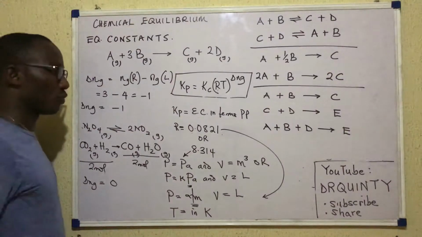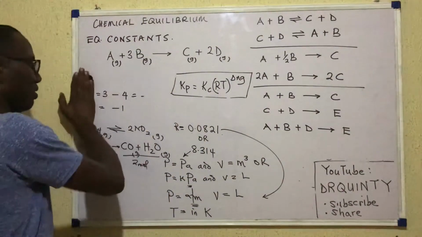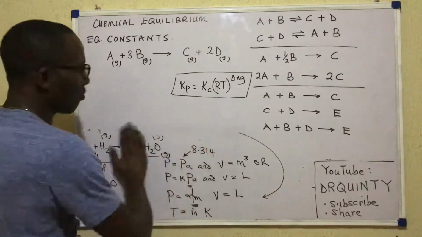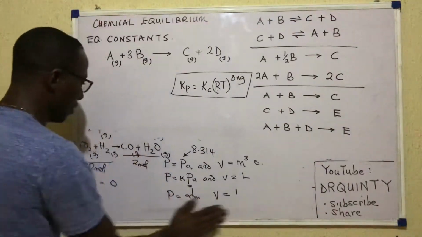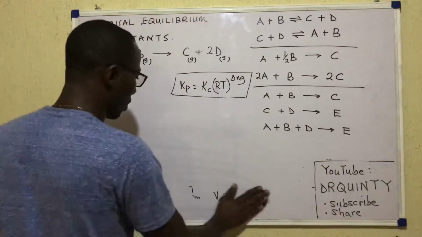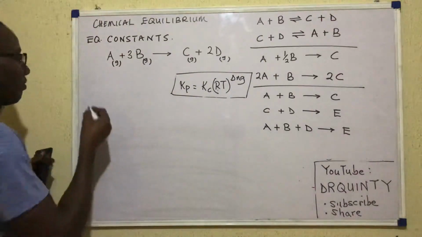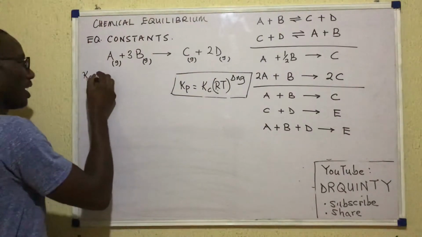So at this point, without wasting time, I want to calculate Kp for this reaction, the same reaction. I don't want to bring in a different reaction. There's a reaction on the board already. Let's just use it to calculate our Kp. So we already got the Kc of that reaction. We got Kc as 6.